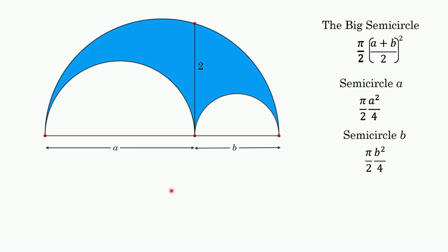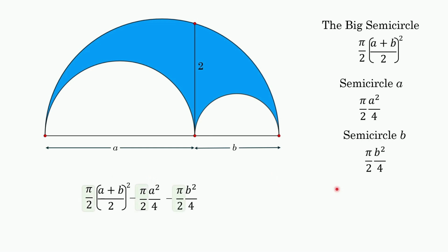We're going to do the same treatment for the smaller semicircle. Its radius would be half of b. Pi r squared would be the whole circle, and we have half of it, so half of pi b squared over 4. All right, now this is how we said we were going to do it: the larger one minus the smaller two.